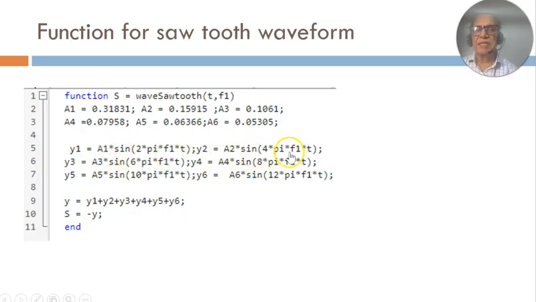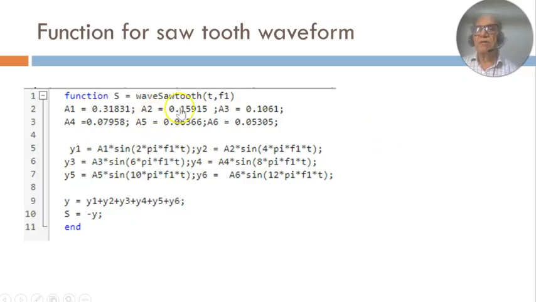This is the second harmonic, y2, third harmonic, fourth, fifth and sixth, and all these, the fundamental etc., all these are added together, and finally we put the negative sign. Remember, in that tabular results we had a negative sign, so s equal to minus y. So then s is returned.